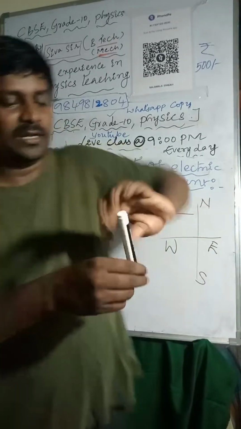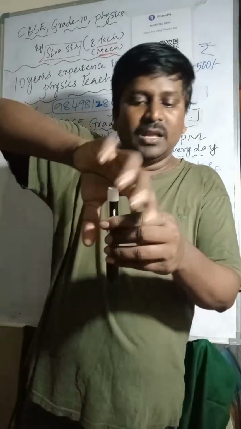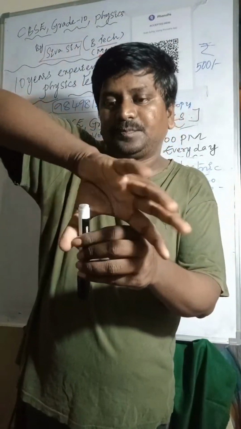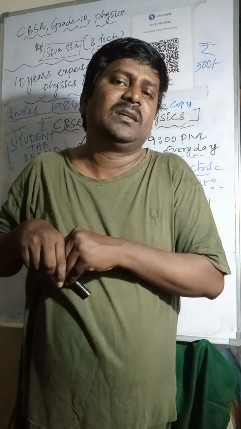So I am taking it like this. Along this direction, the current is, if you are wrapping the fingers, in the downward direction. Curly fingers will be like this. Sir, is it clockwise or anti-clockwise? Clockwise or anti-clockwise?